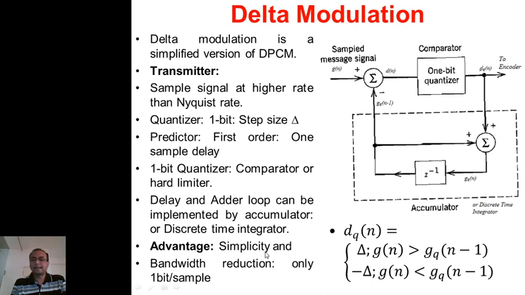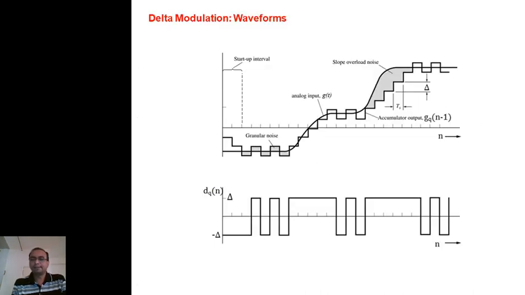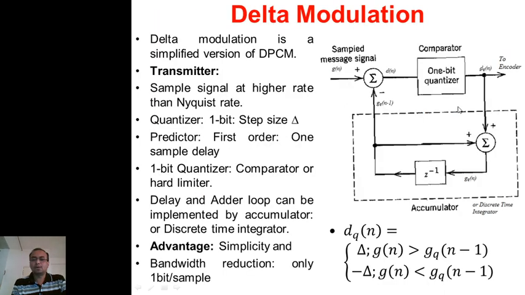But there are certain issues with this delta modulation. We will see them here in the waveform. Let me say I have this analog signal. I have taken this as my g(t), right, and let me take this g_q[n-1]. So how is this g_q[n-1] derived?